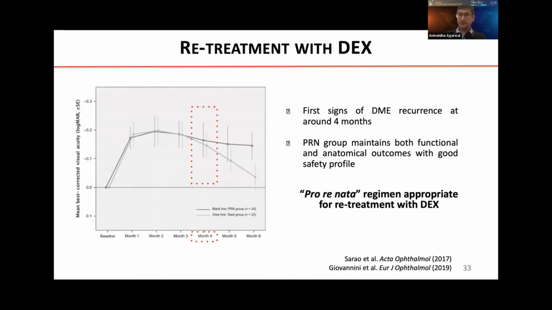Retreatments with dexamethasone implant: one of the very useful things we've seen with this agent is a sustained response. So if the patient responds to the first injection, they will respond to subsequent injections, and probably even better. And so you can use a PRN approach. You don't have to have too many studies looking at mandatory treatments versus a PRN approach. With dexamethasone implant, it becomes very simple that you can go ahead with a PRN approach.